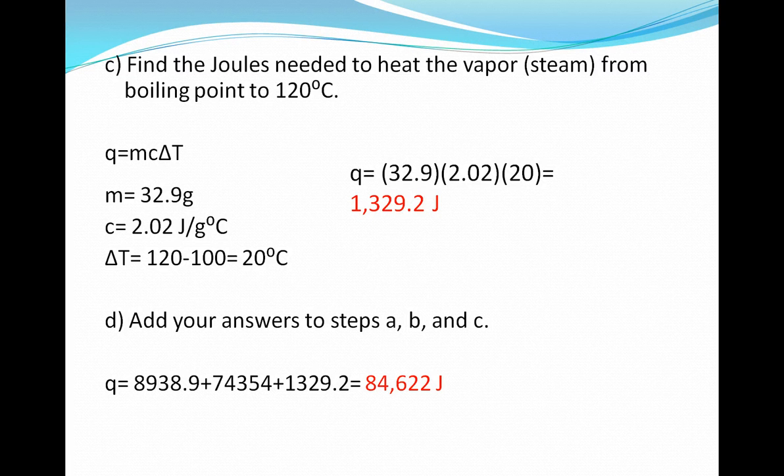Part D says to add all your answers, because they're each the different steps. So you add them, and you get 84,622 joules of energy.